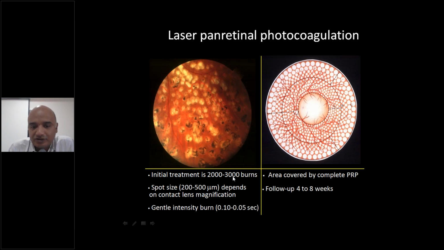Around 2000 to 3000 burns are given all over the retina. You need not give them in a single sitting. These laser burns are given over a period of 2 to 3 sittings. So you burn the complete retina. What is happening? The hypoxic retina is getting converted into anoxic retina, which prevents the further proliferation of new blood vessels, and it decreases macular edema also over a period of time.